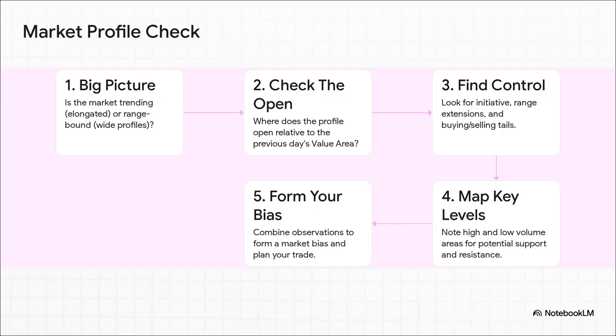And finally, step 5, form your bias. You take all these pieces, the context, the open, who's in control, and your key levels, and you put them together to form an evidence-based opinion on what the market is trying to do. It's not a static checklist. It's a living, breathing framework for seeing the market clearly.